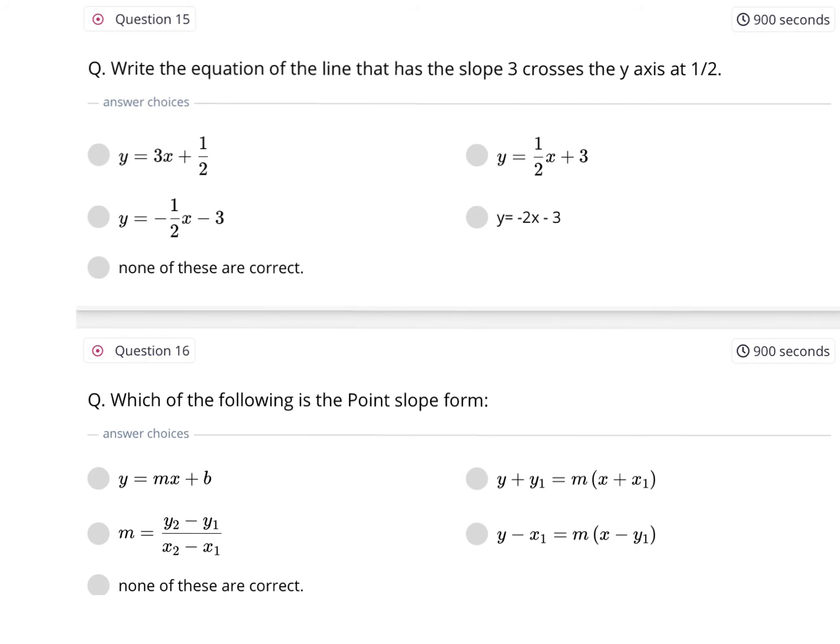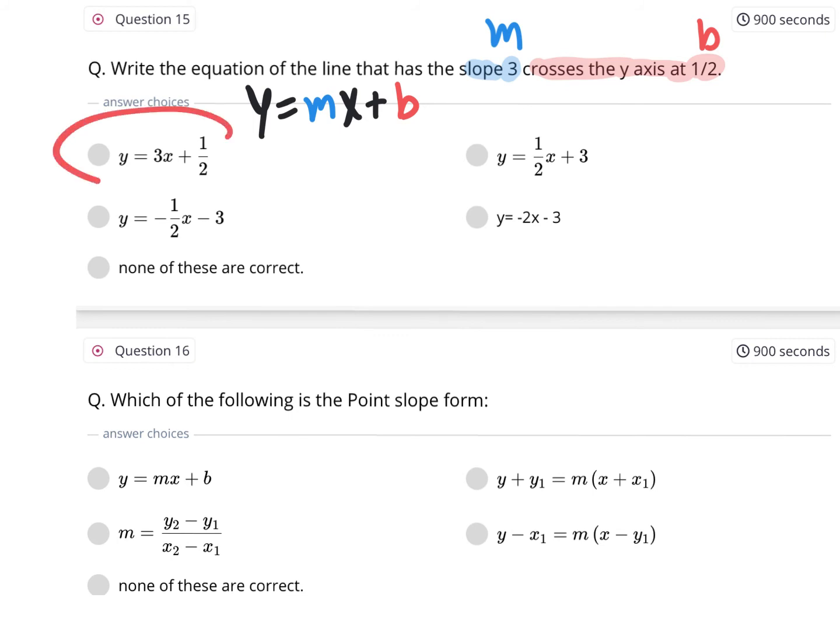They say write the equation of the line that has a slope of 3 and crosses the y-axis at 1/2. So what are they really giving you? They're giving you an m, which is equal to 3, and a b, which is 1/2. All you have to do is plug in the m value and the b value, and you will get y equals 3x plus 1/2. There it is. The m value is 3, the b value is 1/2. So this is your answer right there.